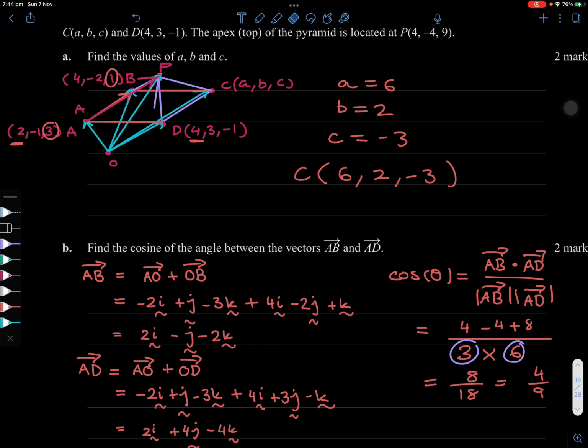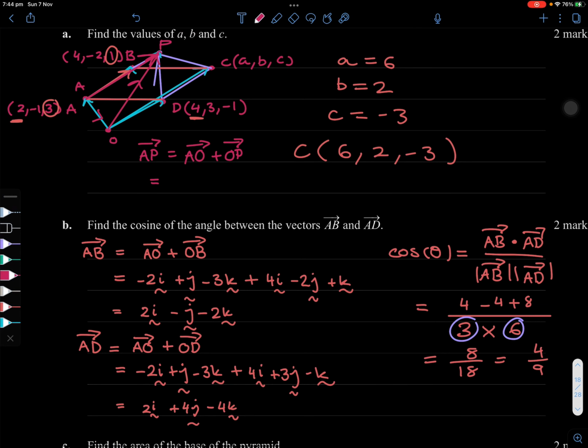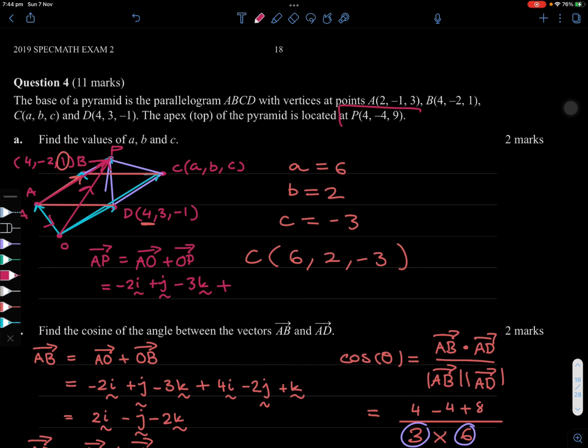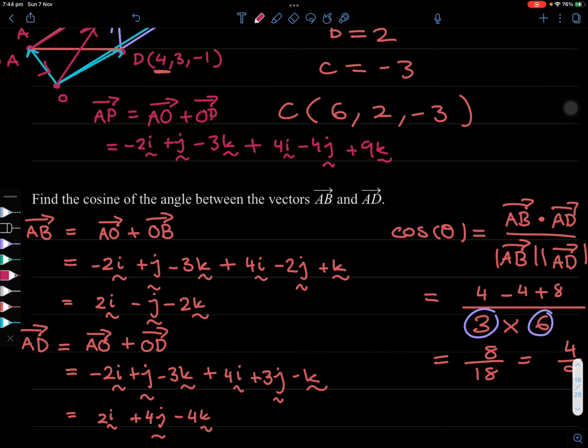To figure out AP, I'm going to clean the rest of them. Actually, no, let's have that. To figure out AP, it's just AO plus OP, right? So AP is equal to AO plus OP. That gives us AO is negative 2i plus j take 3k, I'm just taking the negative of that, plus OP, which is what they've given us right there. So that's going to be plus 4i take 4j plus 9k.